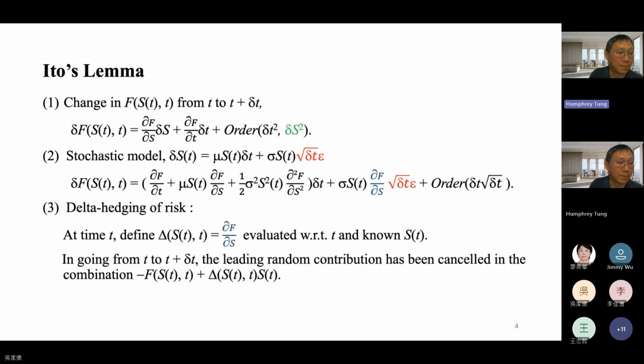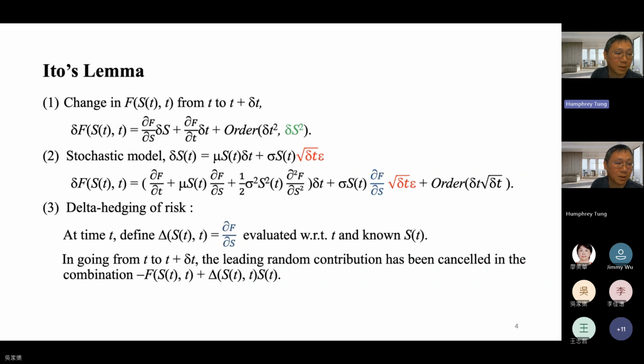Now, we know both the underlying asset and the option price undergo a random walk, so they are uncertain. We don't know what happens because we have a stochastic process. The underlying asset price undergoes random movement, and it leads to the option price also undergoing random movement. So here there's a very important theorem called Ito's lemma, which tells us how to extend regular calculus into what we call stochastic calculus.